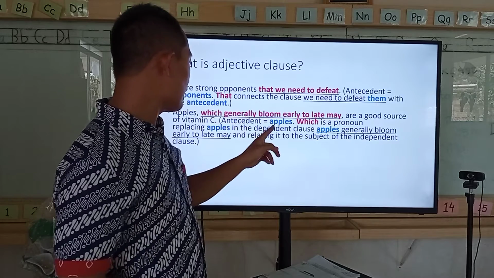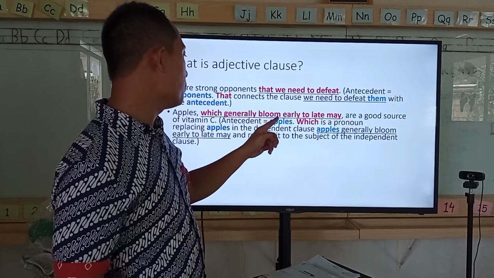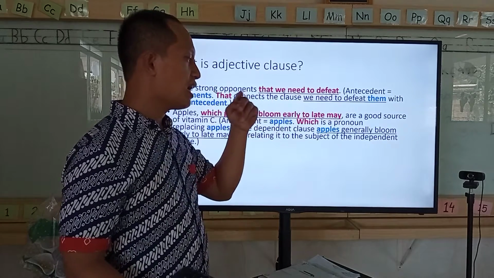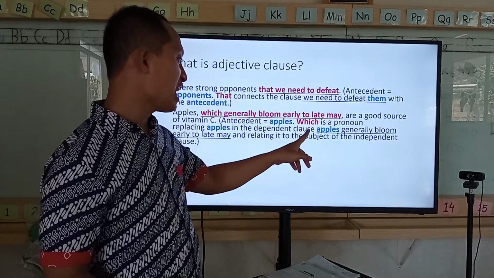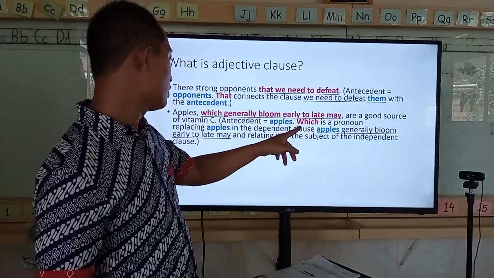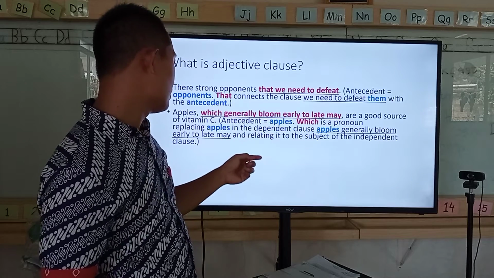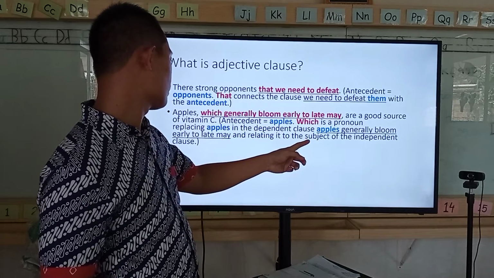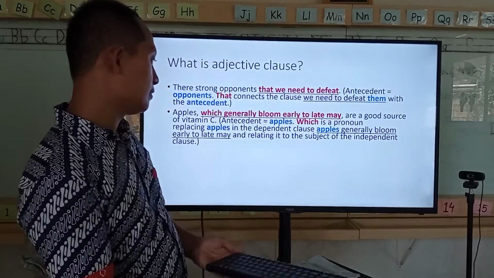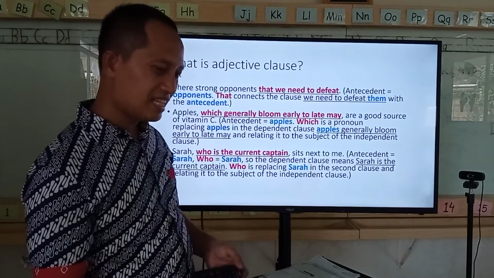So apples here is the antecedent, and apples generally bloom a little late. We change that into which. Okay, so now they are linked together. All right. Next, let's see the next example.